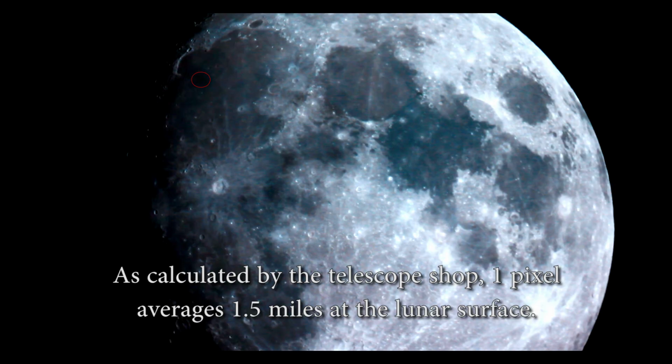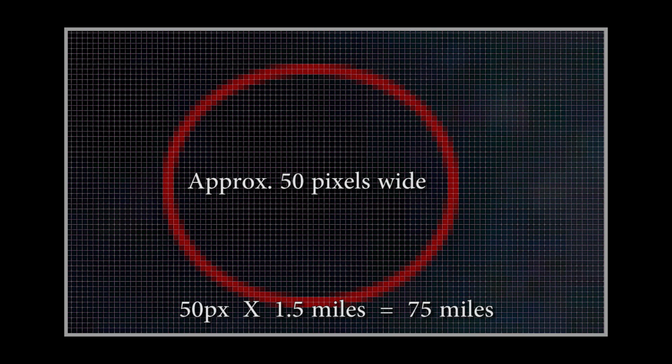Okay, so here's where it gets interesting. Let's find out how big the shadow of this UFO is. So what I did is I ran the video forward to the best view of the shadow, and you can see it's circled here. Basically, the scope shop told me that a single pixel at the lunar plane with my setup averages 1.5 miles. One pixel in this picture averages 1.5 miles. So let's see if we can prove that out and get a size for this object. Here's the object zoomed in till you can see the pixels, and I just simply counted across 50 pixels. So it's roughly 50 pixels wide as measured in this way.